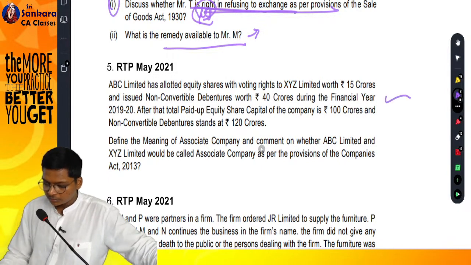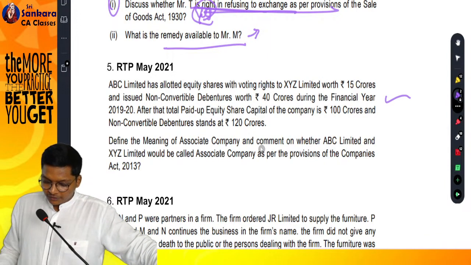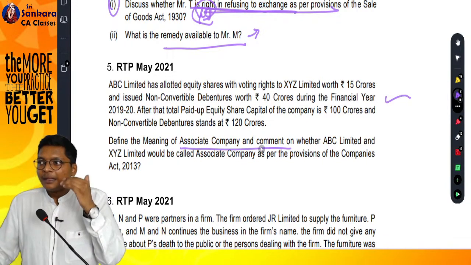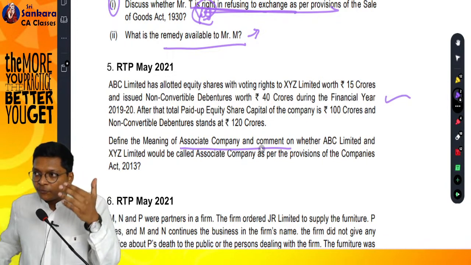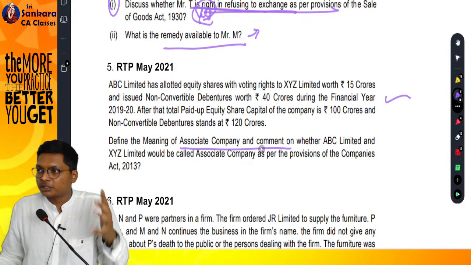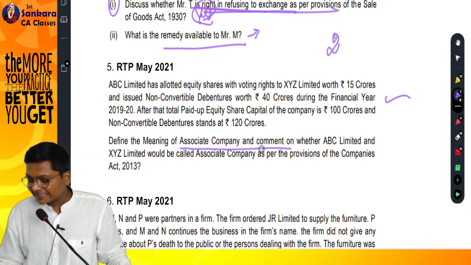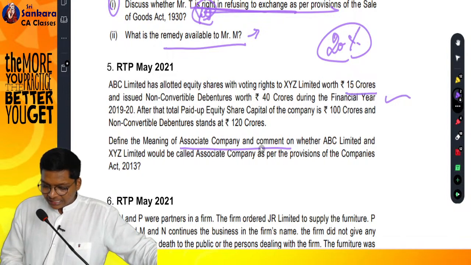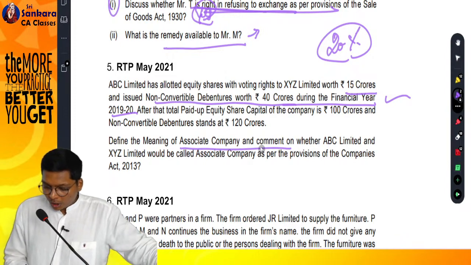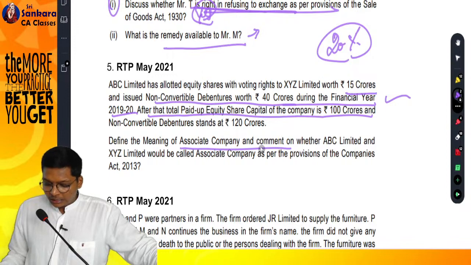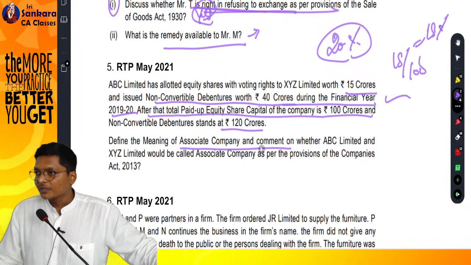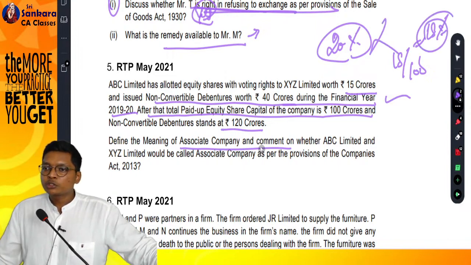Answer, guys, this one. Define the meaning of associate company. We have a definition. Associate means controls the significant influence and controls the business decisions through an agreement. What is significant influence? At least 20%. Let's look at this. Allotted equity shares of 15 crores and issued non-convertible debentures of 40 crores during the financial year. We don't care about that. After that, paid up share capital of the company is 100 crores and debentures is 120. You are having 15 out of 100. You are having only 15%. You are not an associate company.